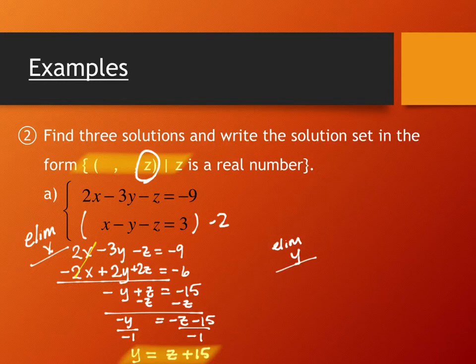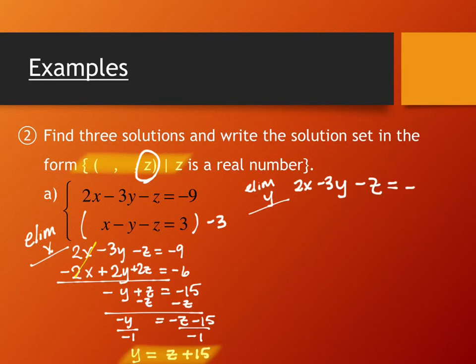Step 2 looks just like step 1, but instead of eliminating x, I'm going to eliminate y. So looking at the y's, I would need to multiply my second equation by what? 3. Yep. -3 will do it. I'm going to move this up because I'm going to need more space anyway. So I have 2x minus 3y minus z equals -9. And then I'm going to take my second equation and multiply by -3.